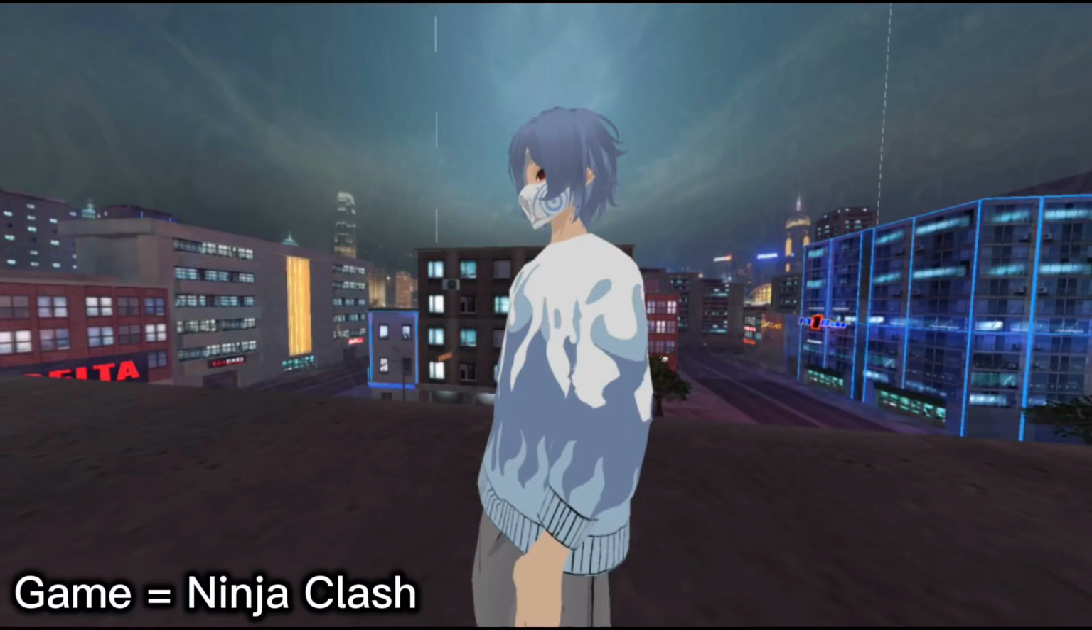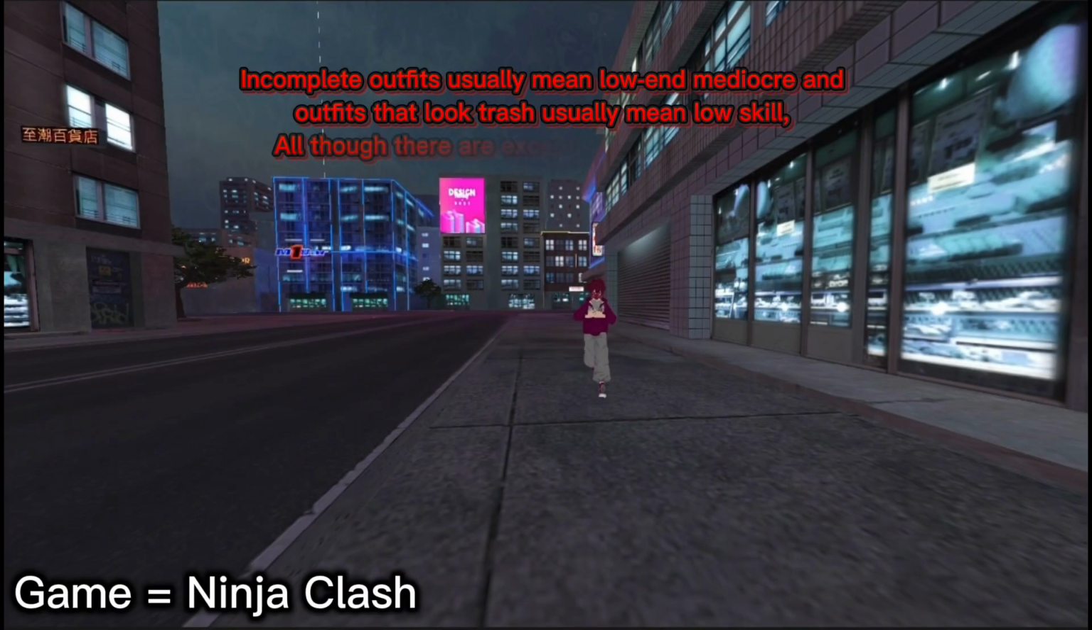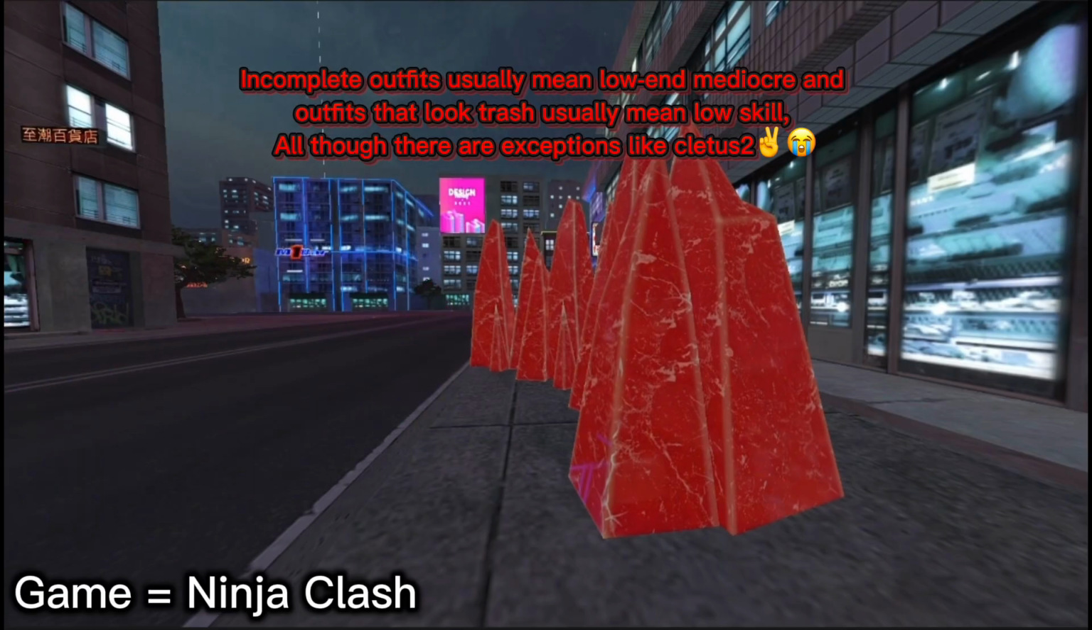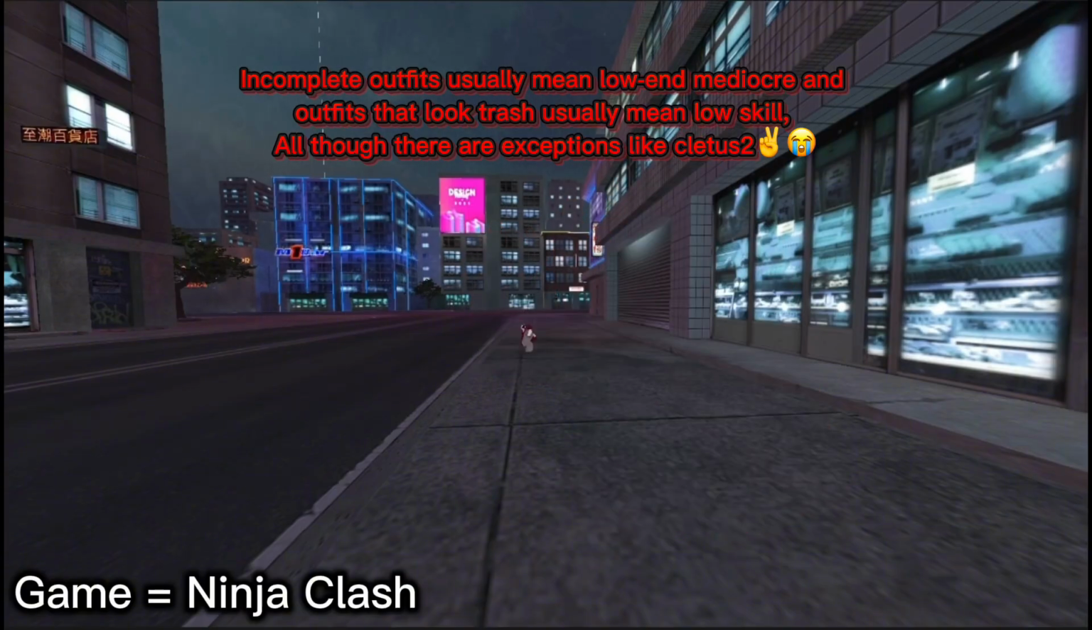So if you're playing against an opponent who's got like a full outfit, then you're gonna want to be careful, because chances are he's been playing the game for a decent amount of time, and if you've not been playing for that long, he's probably gonna be better than you. So you gotta keep that in mind.